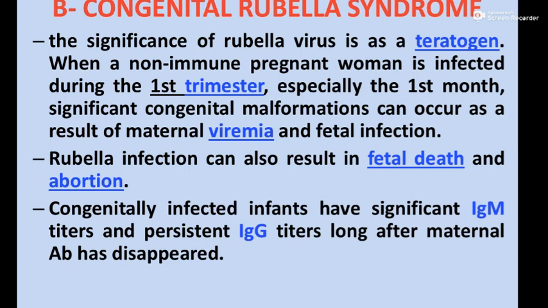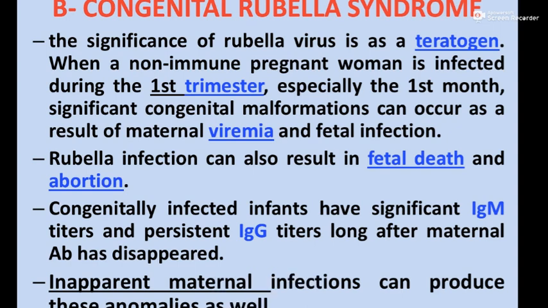Congenitally infected infants have a significant IgM titer. After delivery, we measure the IgM and have a positive IgM, and an IgG titer that persists lifelong after the maternal antibody has disappeared. Most commonly, rubella causes an inapparent, subclinical, asymptomatic infection. But if there is viremia in the pregnant woman, it may cause congenital anomaly. Sometimes she delivers a congenitally infected infant but did not have any symptoms during pregnancy, especially if the infection occurs in the first trimester, specifically the first month.